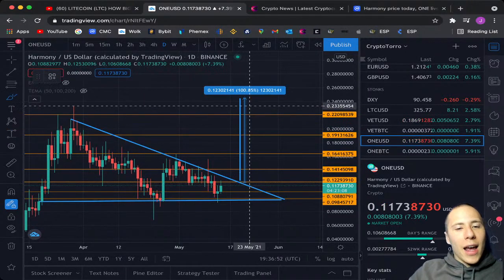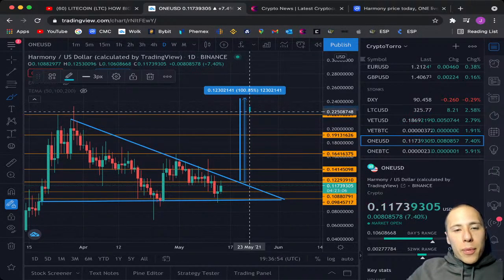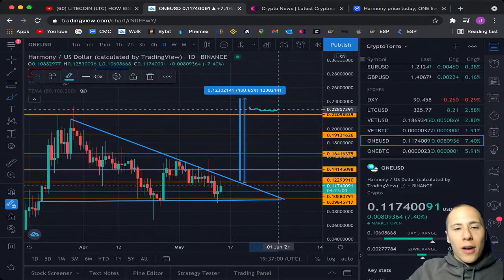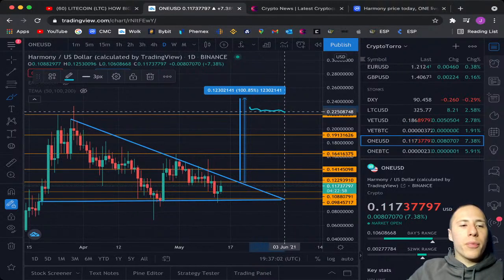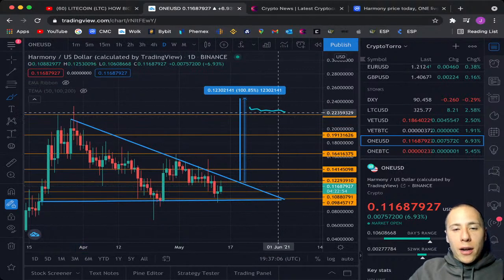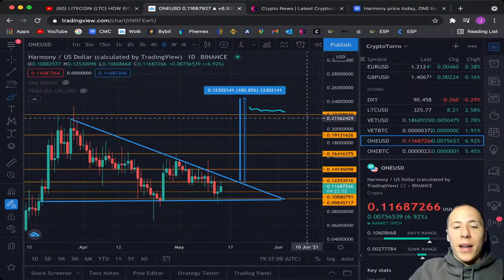I will be personally waiting for a pullback and finding support on this level of previous resistance, and finding support on it right over here on approximately 22 cents.